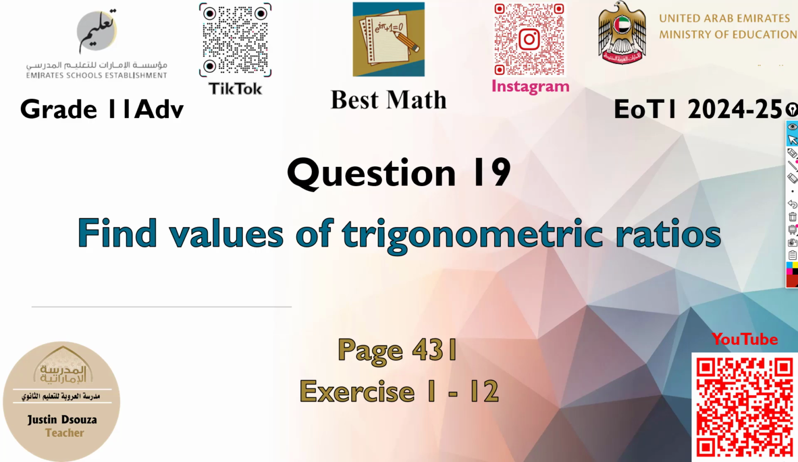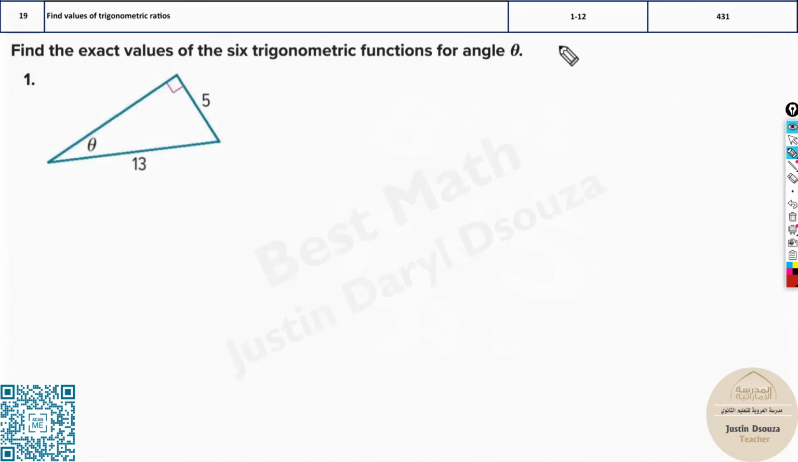We are in the penultimate problem, that's question number 19. It's finding trigonometric ratios. Here we have been given a triangle and they have told us to find the six trigonometric ratios. Let's write what is known. This is 90 degrees, or the right angle. That means the side opposite to it is the hypotenuse.